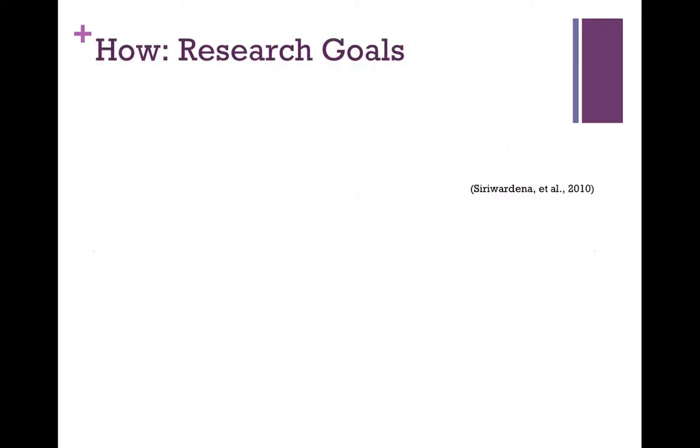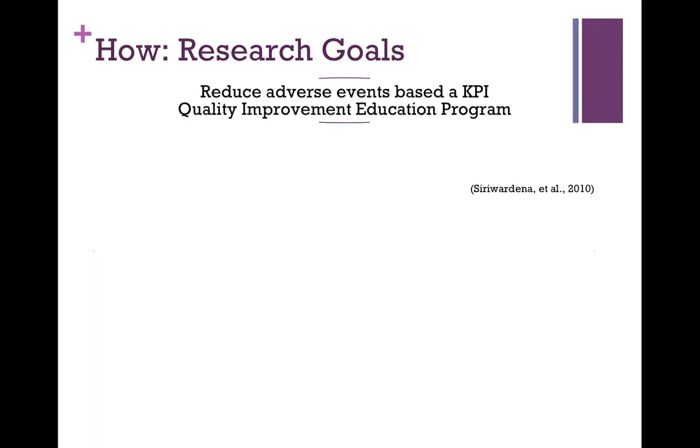Let's talk about how we're going to accomplish this through our research goals. Our primary research goal is to reduce adverse events based on KPI, through quality improvement education programs. A Delphi study by Suisse-Sardina et al. identified key clinical indicators of quality healthcare. There are 5 categories of KPI under this guise.